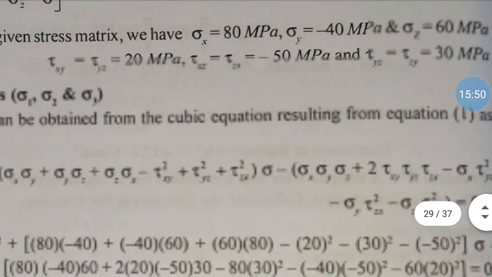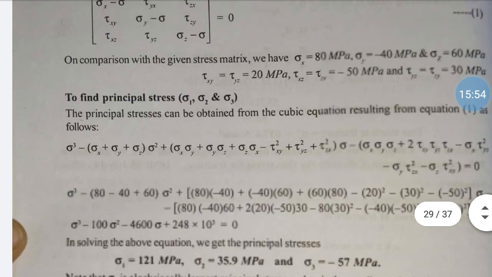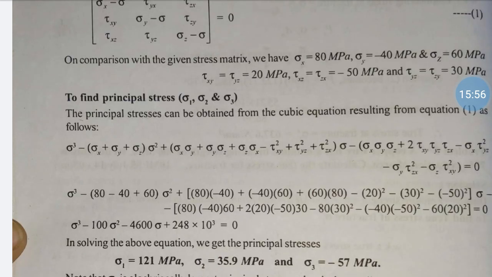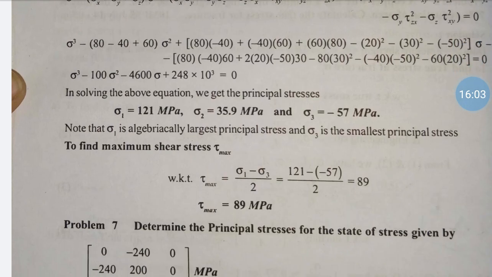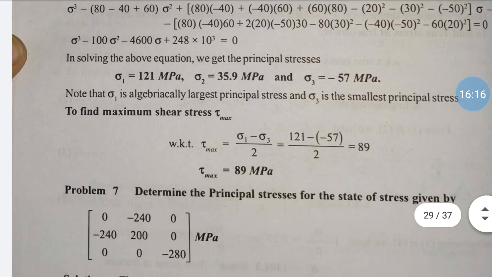You need to find it out with the help of the principal stress formula. You need to find the stress in the x direction, y direction and z direction. That means stress 1, stress 2, stress 3 you need to find with the help of that formula. And maximum shear stress you need to find out. Tau max is equal to 89 MPa, that means stress 1 minus stress 3 by 2. Stress 2 will not be considered in the maximum shear stress.